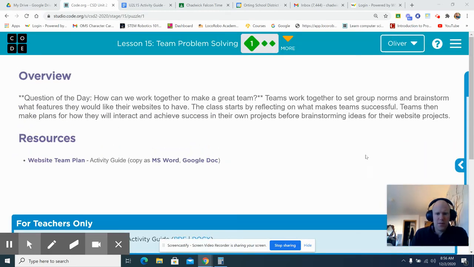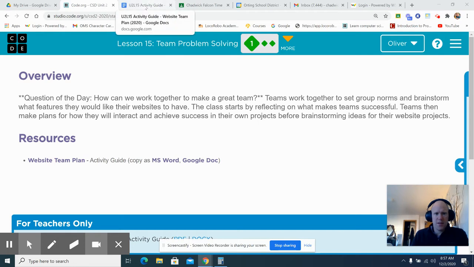So what we're going to be doing, question of the day: how can we work together to make a great team? Teams work together to set group norms and brainstorm what features they would like their websites to have. Start by reflecting on what makes teams successful, and then you're going to be thinking about and making plans for how you're going to interact and achieve success on your own projects before brainstorming ideas for the website projects. So let's take a look.